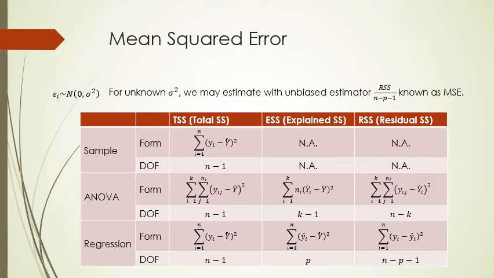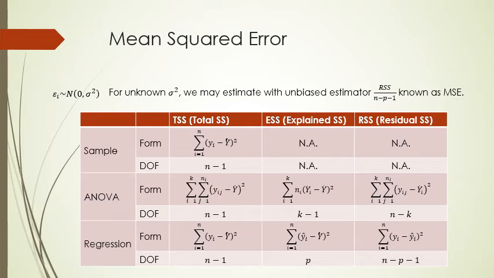Since the total sum of squares has n-1 degrees of freedom, the residual sum of squares has n-p-1 degrees of freedom. If we define k as the number of parameters in regression, then k is p plus 1, including the intercept. Thus, we may align ANOVA and the regression models.